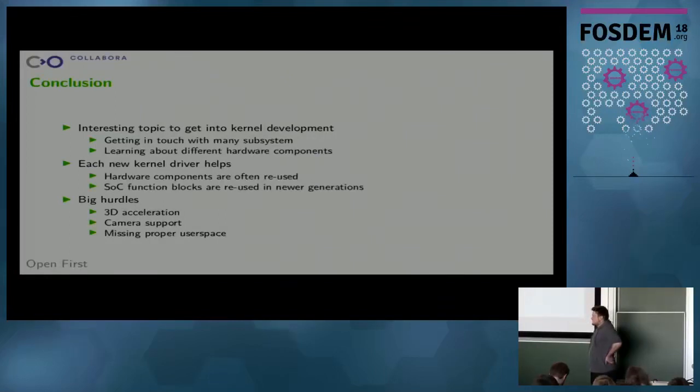Yes, so the big hurdles on the Droid 4 are 3D acceleration. To be honest, I'm not sure that we will ever get it working because it's basically all the work that we did so far multiple times. Then the camera support, because we don't have documentation and it's really hard to do reverse engineering on that one. And last but not least, proper user space. As I told you, I'm a kernel developer, so this is not my department.